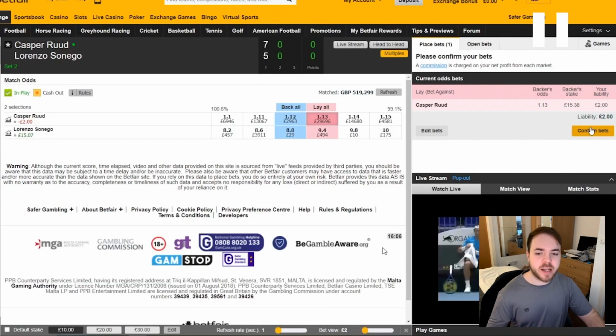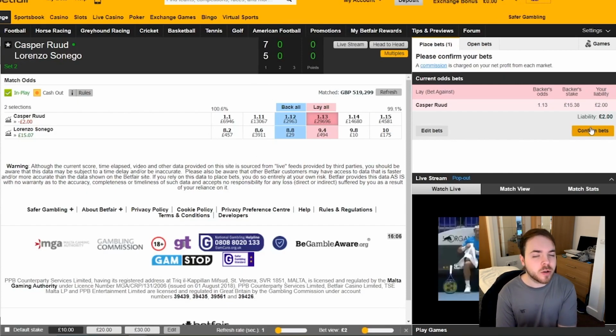But if we take a look here, you can see this is the first game that I looked at. Casper Ruud won the first set, and he was the underdog going into the game. Now, it was close. It was maybe not as close as the other one. As you saw, the other one was 7-6, this is 7-5. But we managed to get in and lay him at 1.13. We only put on £2 worth of liability. It's very low risk if you go in with the low stakes.